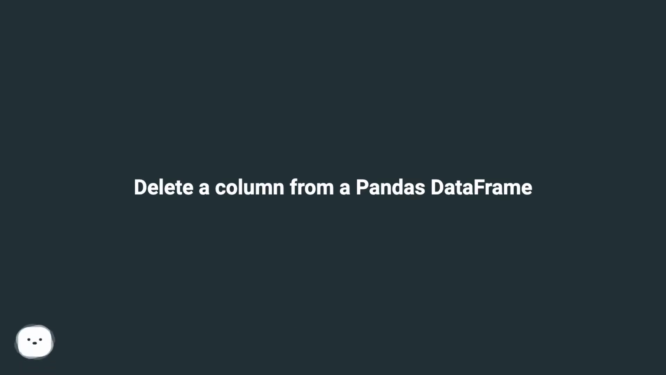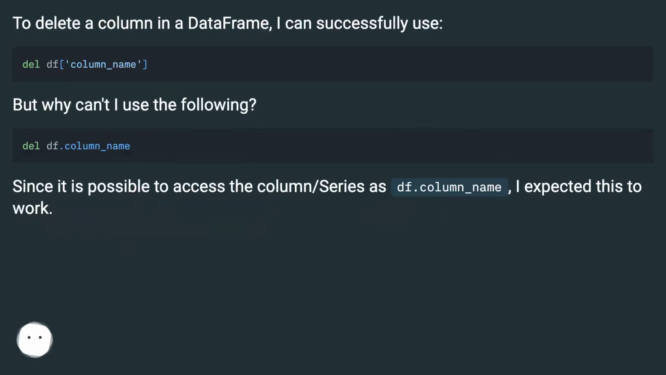Delete a column from a Pandas DataFrame. To delete a column in a data frame, I can successfully use this. But why can't I use the following? Since it is possible to access the column/series as df.column_name, I expected this to work.